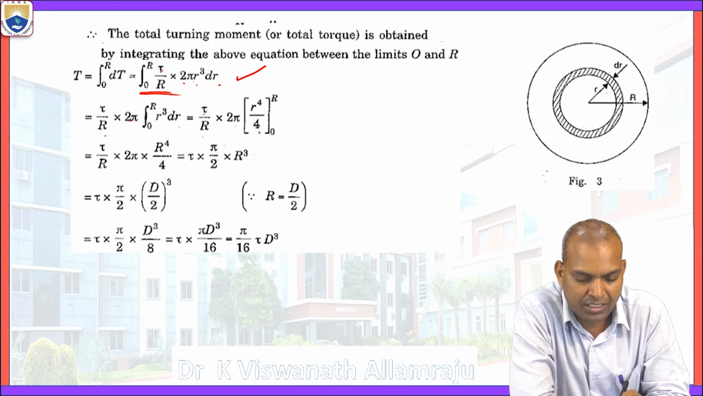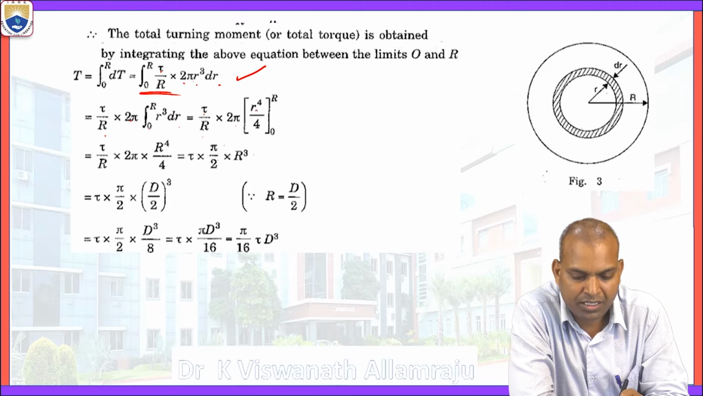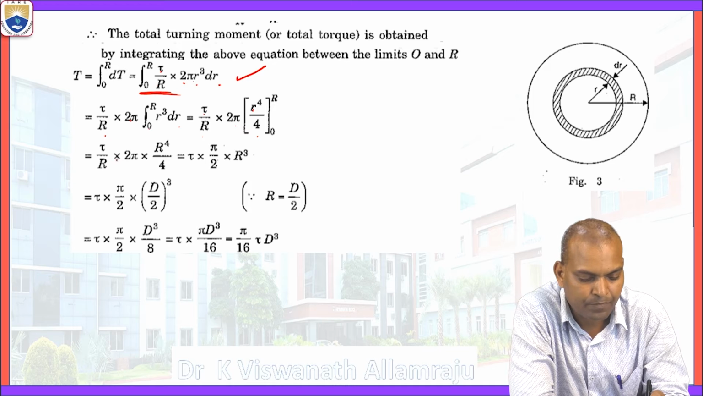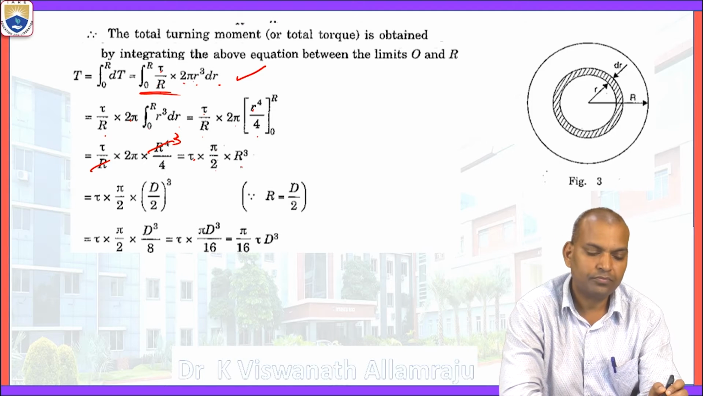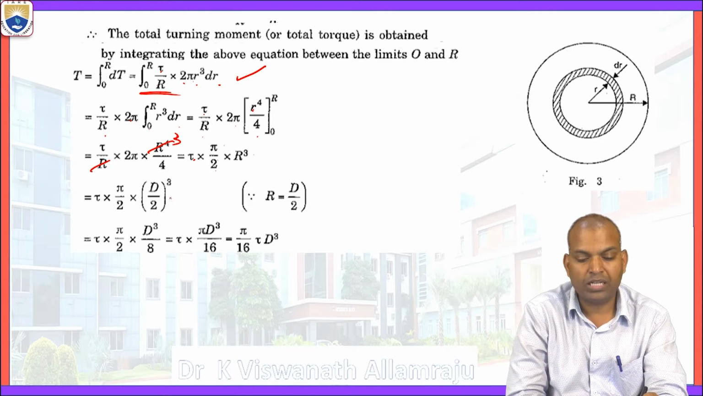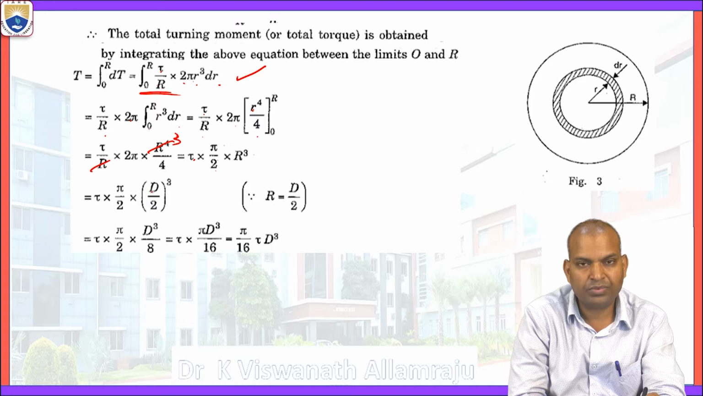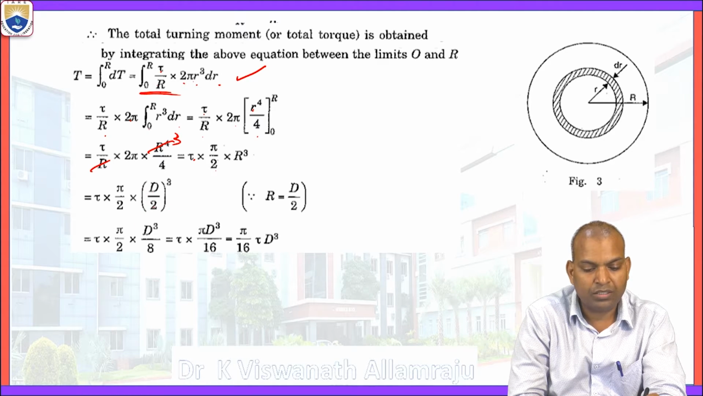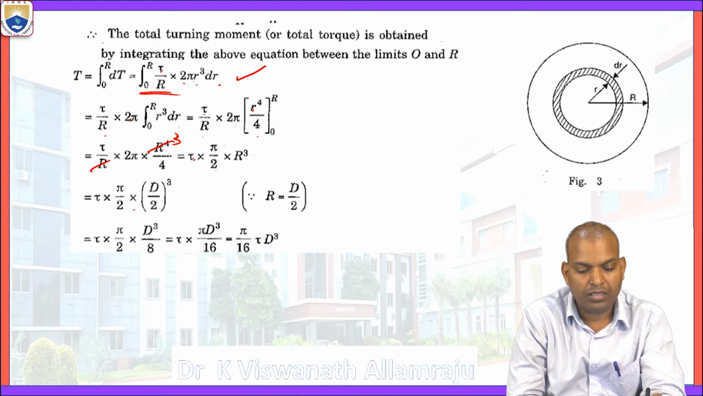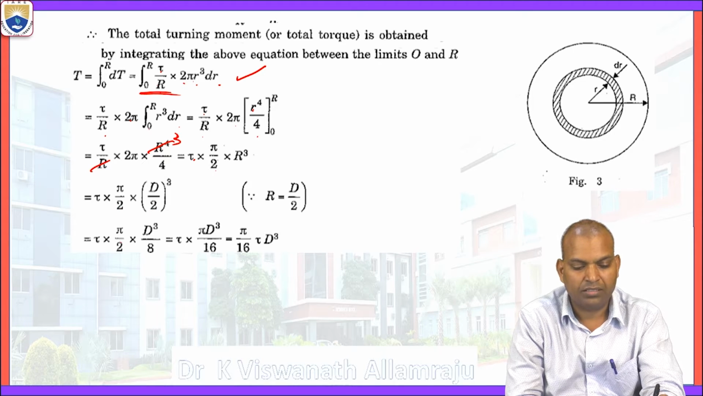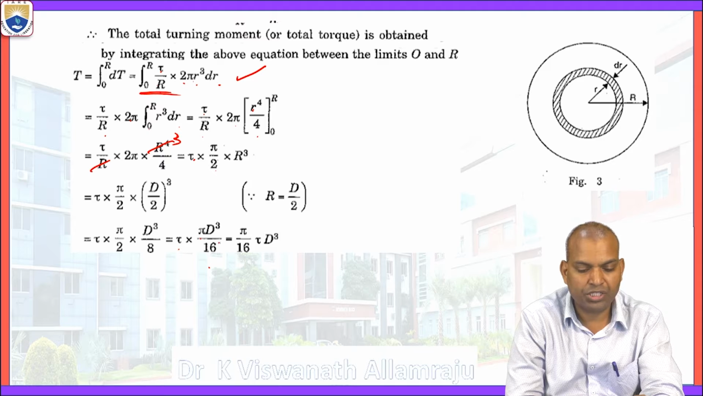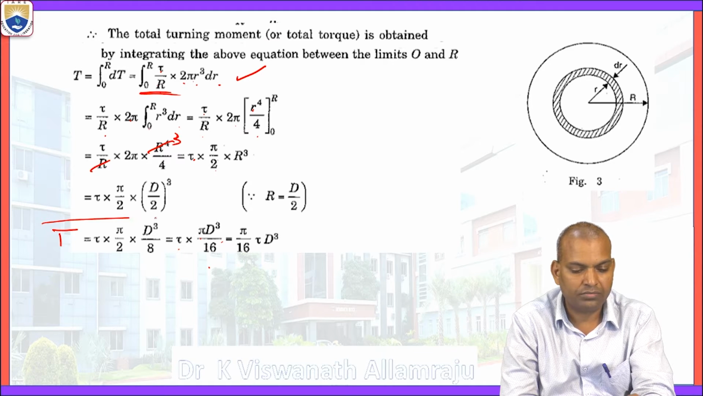Now substitute after integration. In the place of r it is 0, so no need to substitute there. Substitute capital R, that is R power 4 by 4. Now cancel it: R by 4 and R, that is R cube. That is 2 times pi by 2 R cube, so tau times pi by 2 R cube. What is R equal to? D by 2. Substitute in terms of diameter. D by 2 whole cube, that is d cube by 2 cube, which is 8. 8 times 2 is 16. So tau times pi by 16 d cube. This is the torque.